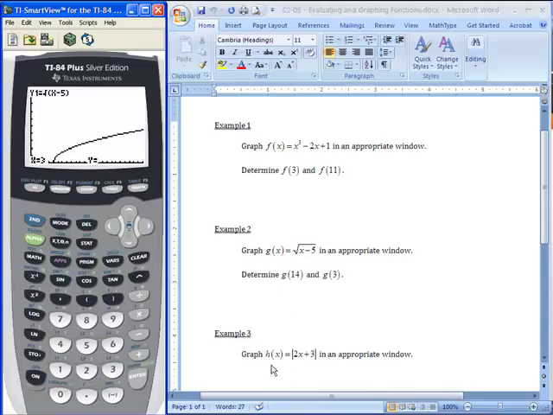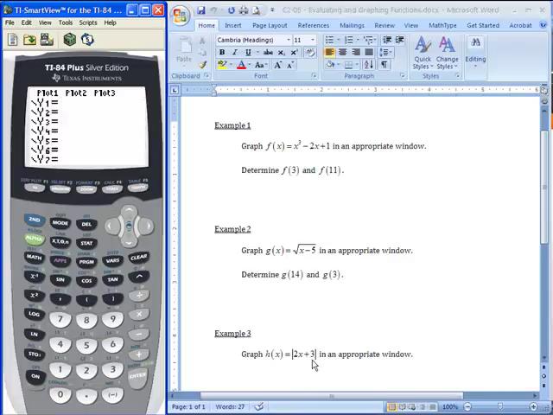All right, in example 3, we want to graph the function h of x is equal to the absolute value of 2x plus 3 in an appropriate window. And we're not asked to do an evaluation for this example, although we easily could using the methods we've already discussed. But let's go back to the y equals menu.